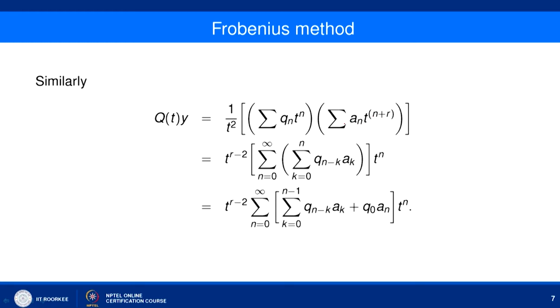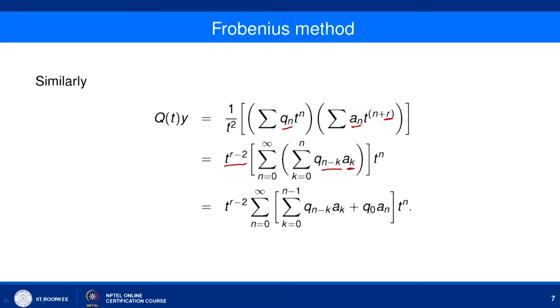Here again we apply the same formula. So, here this t to the power r we are taking out. So, we can write t to the power r minus 2, summation n equal to 0 to infinity, and here again we find out the coefficient of t to the power n. And how can we find the coefficient of t to the power n? This is your a k and this is your b k. So, a k and b n minus k. So, b is what? q n here. So, q n minus k a k, so k equal to 0 to n, q n minus k a k.